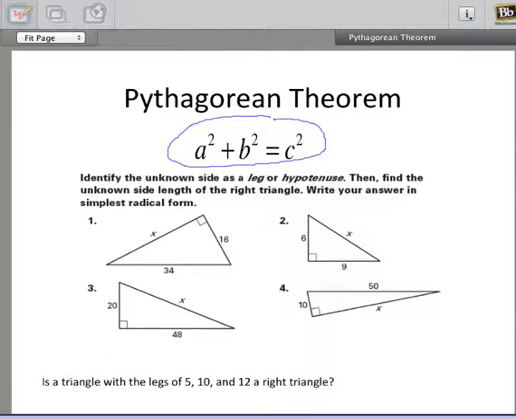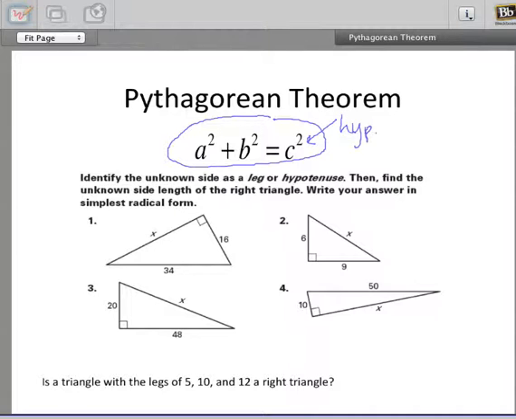The biggest part to remember about your Pythagorean theorem is that the c squared is always your hypotenuse. Okay, so c squared is always your hypotenuse. A and B can be either leg, it doesn't matter, but the c squared is the hypotenuse.